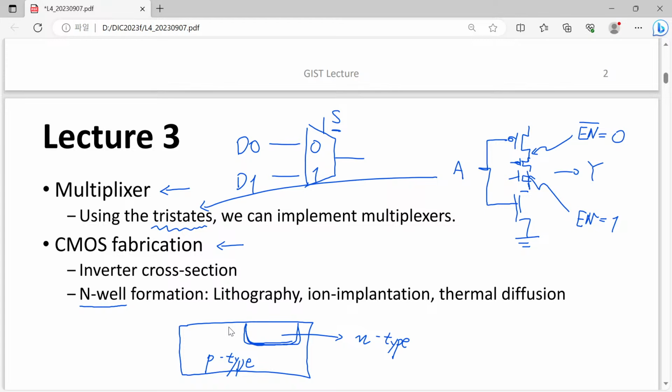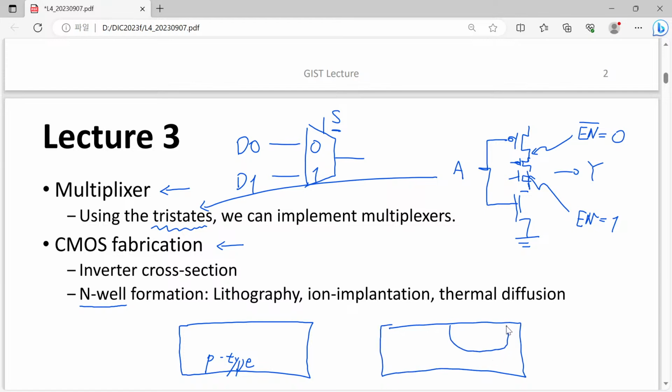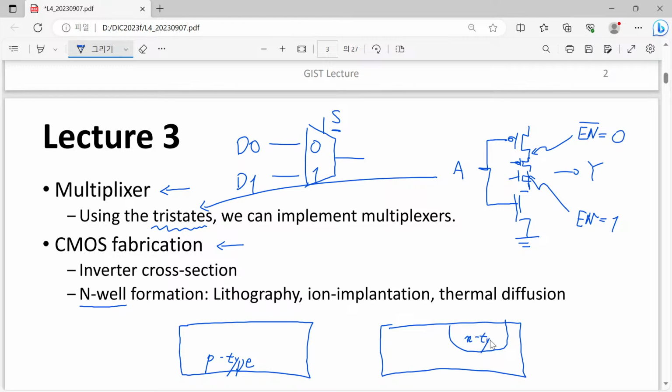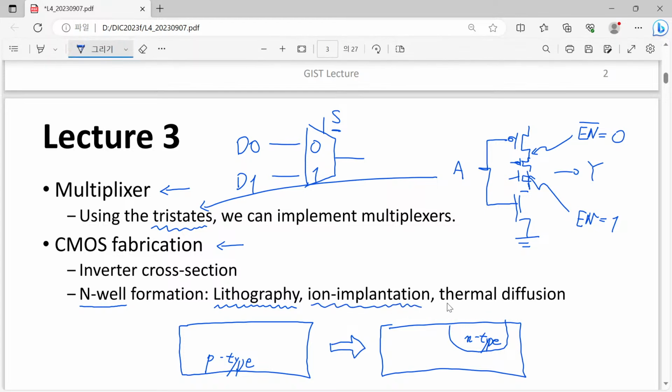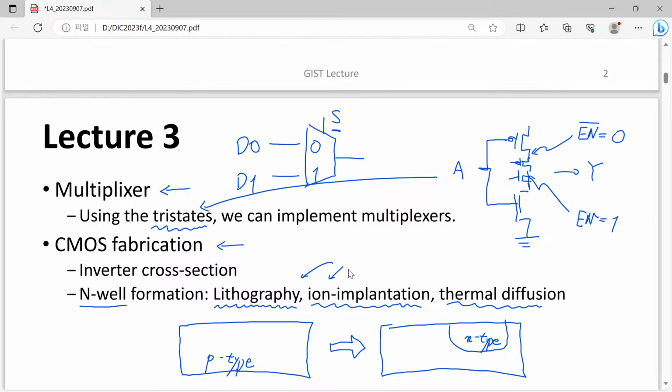Okay, so although it is easy to introduce such a thing, if we just draw this, starting from our blank wafer, make a well and well. That was done in our previous lecture. But please remember that in order to make this kind of fabrication, what we needed were lithography, ion implantation, and thermal diffusion. Of course, in between we have many intermediate steps like etching or something like that.